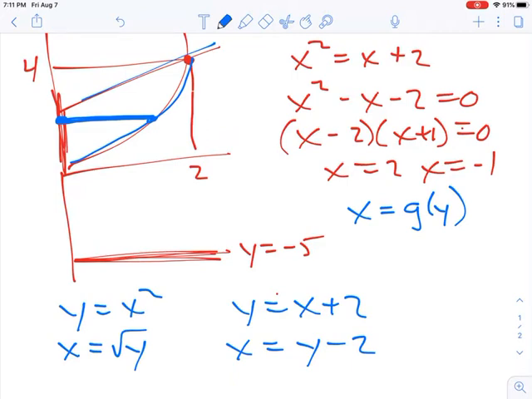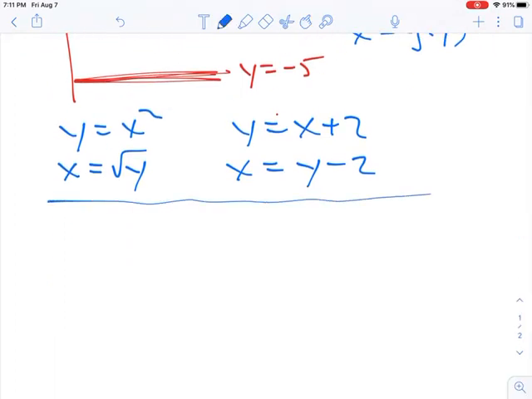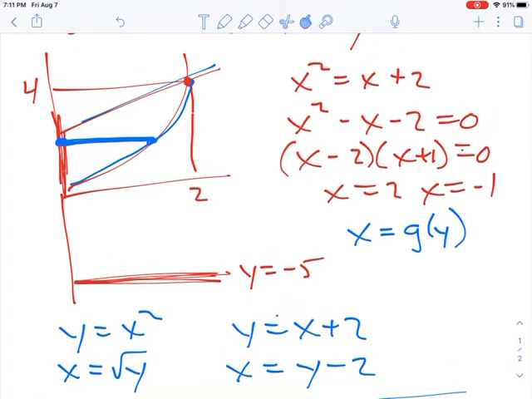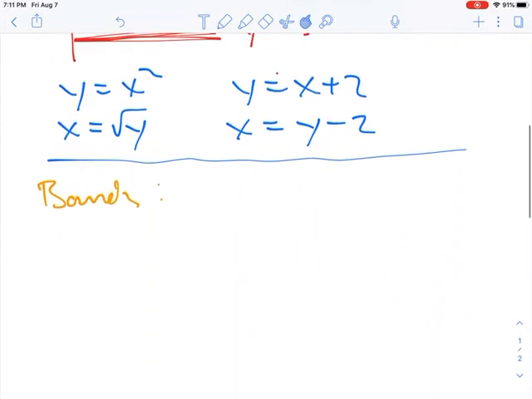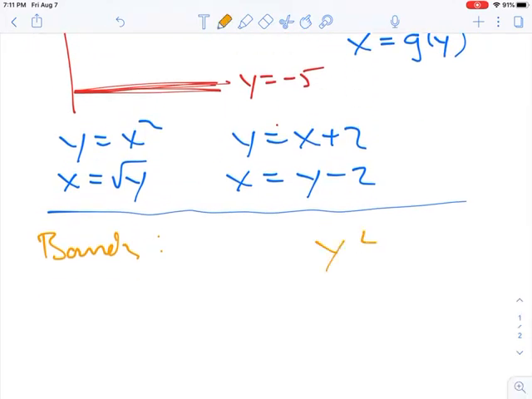All right, so we have a few things that we need to put together for this. We need to figure out what the bounds of integration are. I'm going to have to be going back and forth on here. The bounds have to be on the y-axis. So the bounds are going to be from here, from y equals 0 to y equals 4. So y is less than or equal to 4, greater than or equal to 0.